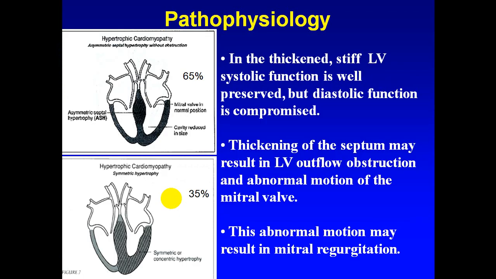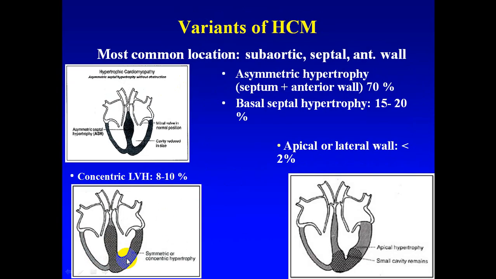In the thickened, stiff left ventricle, systolic function is well preserved, but diastolic function is compromised. Thickening of the septum may result in left ventricular outflow obstruction and abnormal motion of the mitral valve leaflet, which is called systolic anterior movement, resulting in mitral regurgitation. We find that asymmetrical hypertrophy is the more common type, 65%, while apical is the rarest.